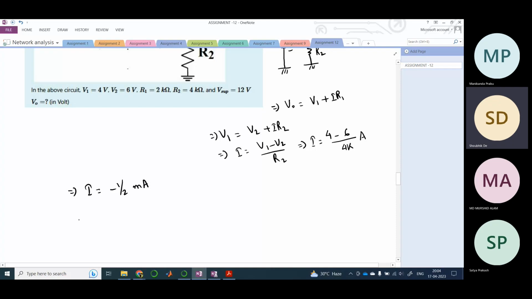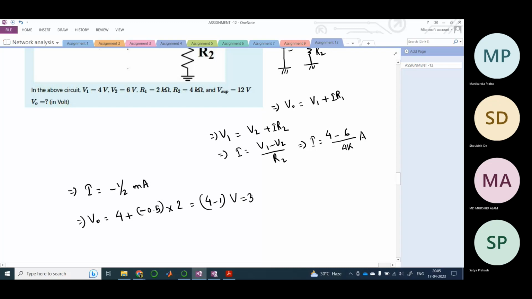So once you have done this, you can easily calculate. V0 is V1, that is 4, plus (minus 0.5) into R1, which is 2 kilo ohm. So V0 is 3 volts, 4 minus 1 is 3 volts. So this is the answer.